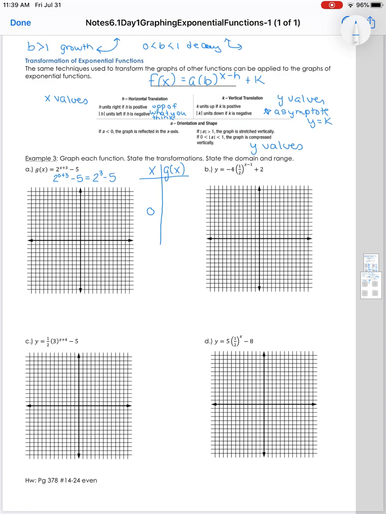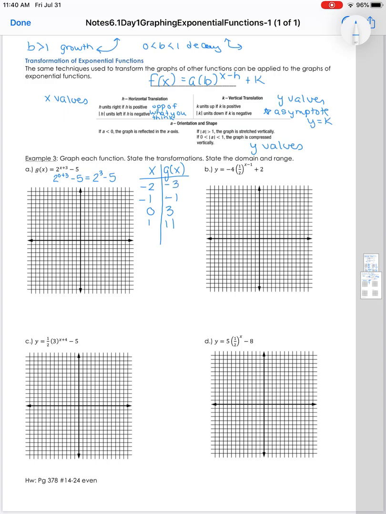Well, 2 to the 3rd is 8, and 8 minus 5 is 3. So this is actually (0, 3). If you choose positive 1 and sub it in, you get 2 to the 4th, which is 16, and 16 minus 5 is 11. If you choose negative 1 and plug that in, you get 2 to the 2nd, which is 4, and 4 minus 5 is negative 1. If you sub in negative 2, you should get a y value of negative 3.